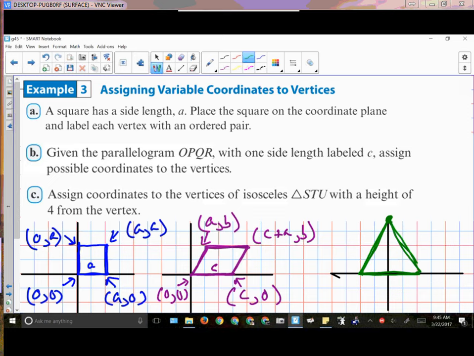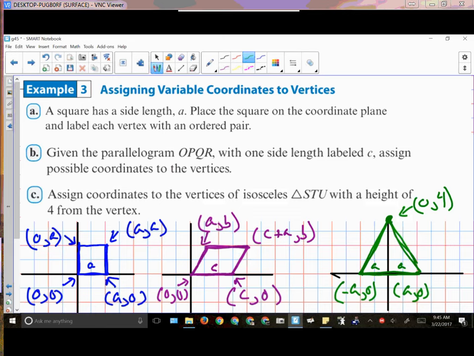So now I don't know how far this is, do I? But if I say that this distance here is A, this distance here is A, this turns into negative A, comma 0, right? Because it's that distance to the left. This one here would be A, comma 0, because it's A units to the right. And this one up on top here would be what? Well, that's simple. That would end up being 0, comma 4.